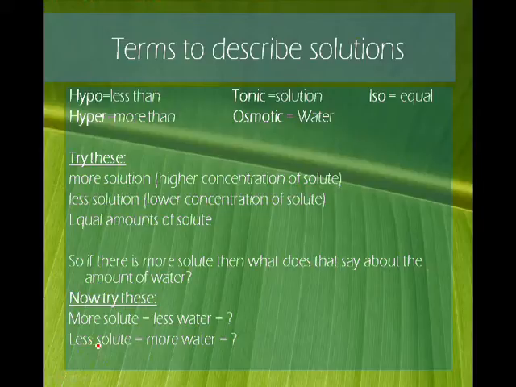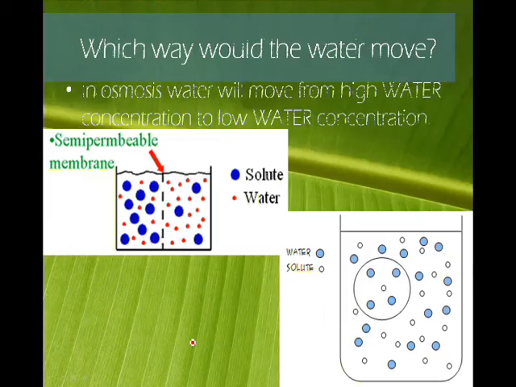A solution that has less solute would be hypotonic, but that leaves more room for water. So that would be hyperosmotic. The amount of water and solute are opposite of one another. So if there's more solute, then there will be less water. And if there's less solute, that means more water. So this affects the way that water moves in any given scenario.